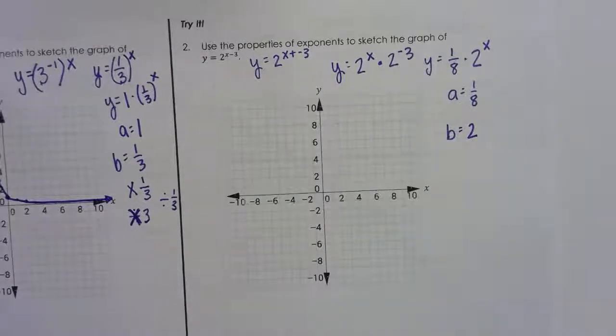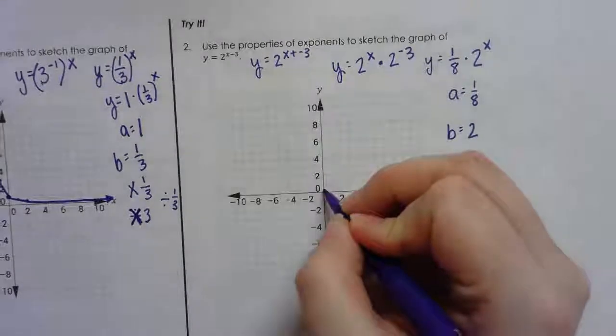So this time, I start at 1/8, and then I multiply by 2 every time. So I start at 1/8, which you can't tell exactly where that would be.